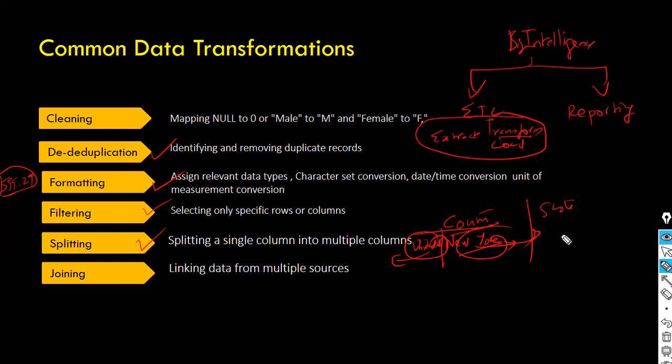Sometimes the customer name, the first name, middle name, last name, is all in a single column. Sometimes customers ask you to split this column into more than one column. In the US, they follow this standard: first name, last name, middle name. They use a middle name also. In that kind of situation also, you need to do splitting, and then you need to do joining also. The other transformation is joining data from multiple data sources.